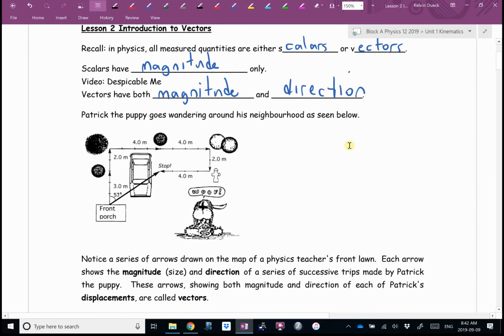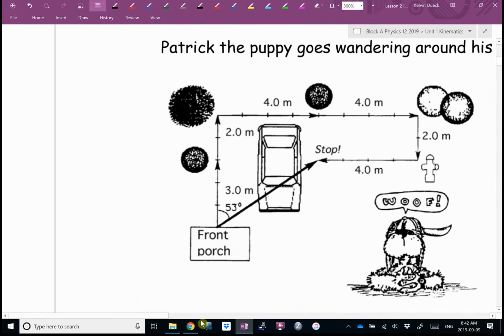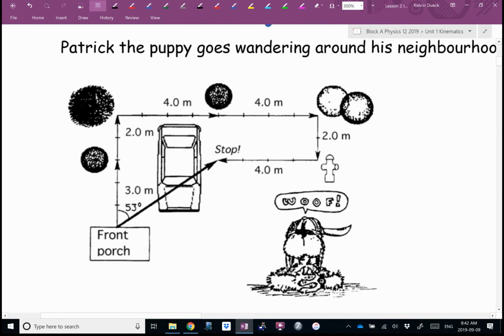So let's look at Patrick the puppy. Patrick the puppy goes wandering around his neighborhood as seen below. Let me zoom in so you can see a bit better. So he starts at the front porch. It looks like he goes north for a while, stopping at various bushes to pay them some attention. Then he goes east for a while. Then he goes here, stops at the fire hydrant, and then he comes to a complete rest there.